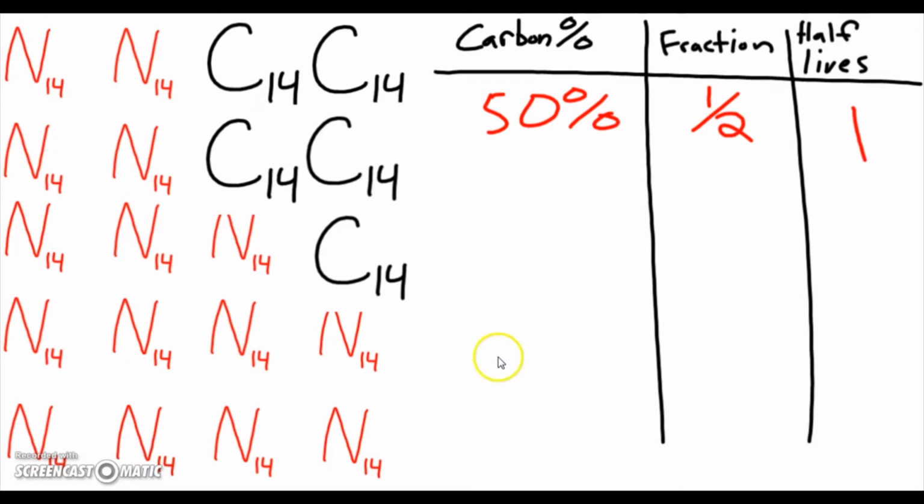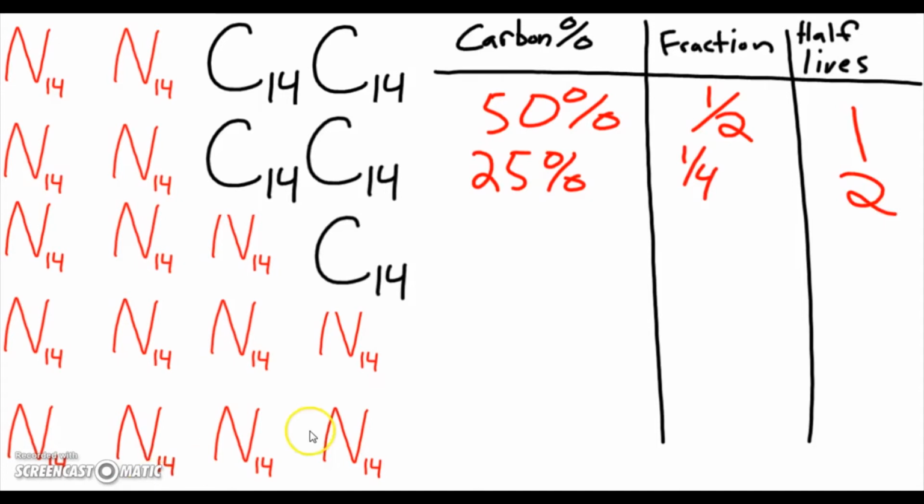Okay, so now you need to flip half of the remaining carbon on your table. Okay, here's what it looks like on the table I made here. We have 25% remaining. That's only 1/4, and we have 2 half-lives going by.